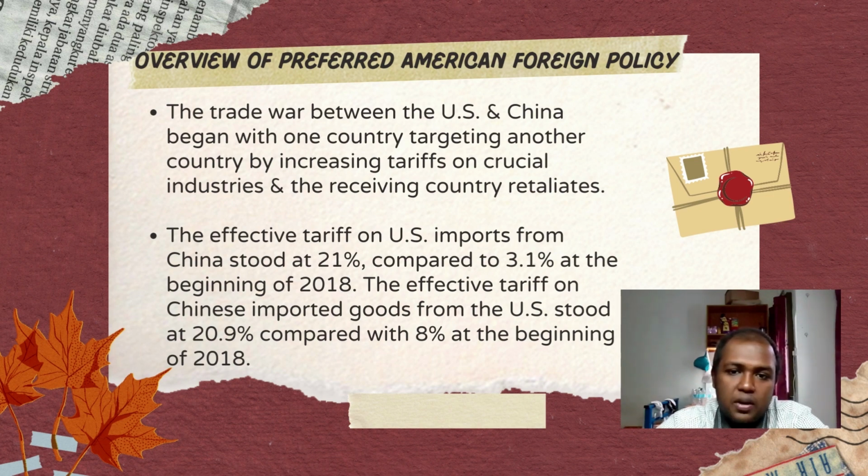It grew and grew, with the US imposing a tariff and China retaliating by imposing a tariff on US products, and this issue grew bigger and bigger. Although many truce talks and negotiations were initiated, nothing came of them as a solution. As a consequence, at the end, the effective tariff on United States imports from China stood at 21% compared to 3.1% at the beginning of 2018. The effective tariff on Chinese imported goods from the United States stood at 20.9% compared with 8% at the beginning of 2018.